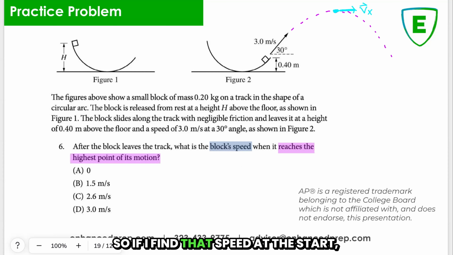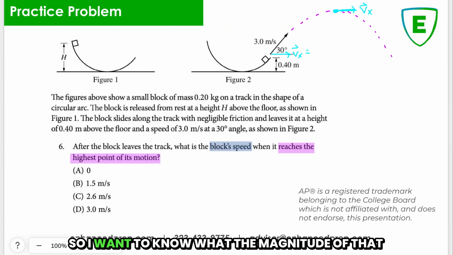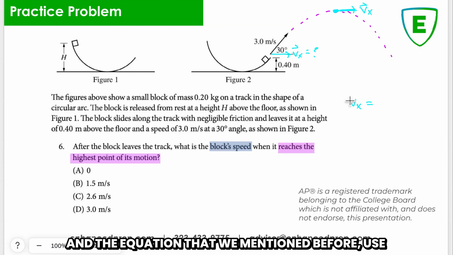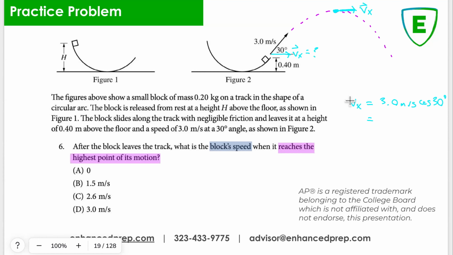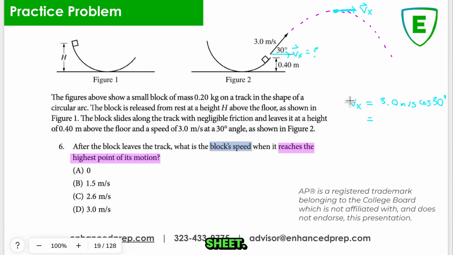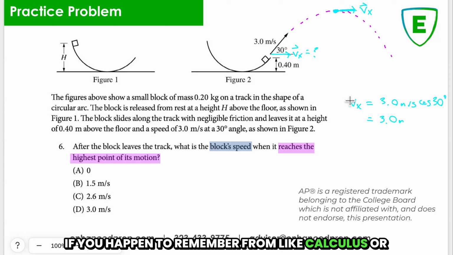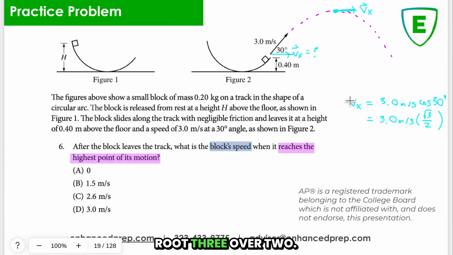So if I find that speed at the start, then I can figure out the answer to this problem. So I want to know what the magnitude of that component is. And the equation that we mentioned before, use cosine. So 3.0 meters per second times the cosine of 30 degrees. And now it gives you values for this on the equation sheet. If you happen to remember from calculus or pre-calc, you know that it's some weird number, √3/2.